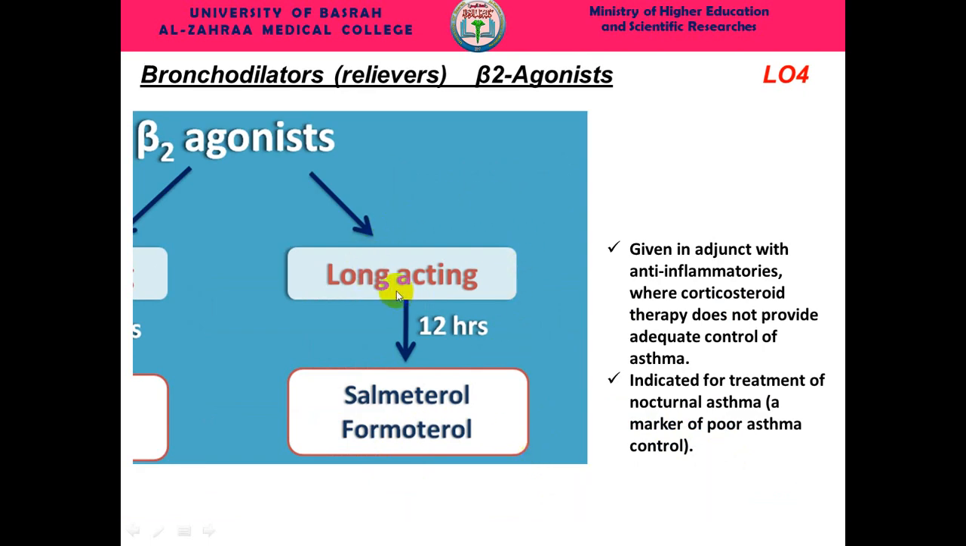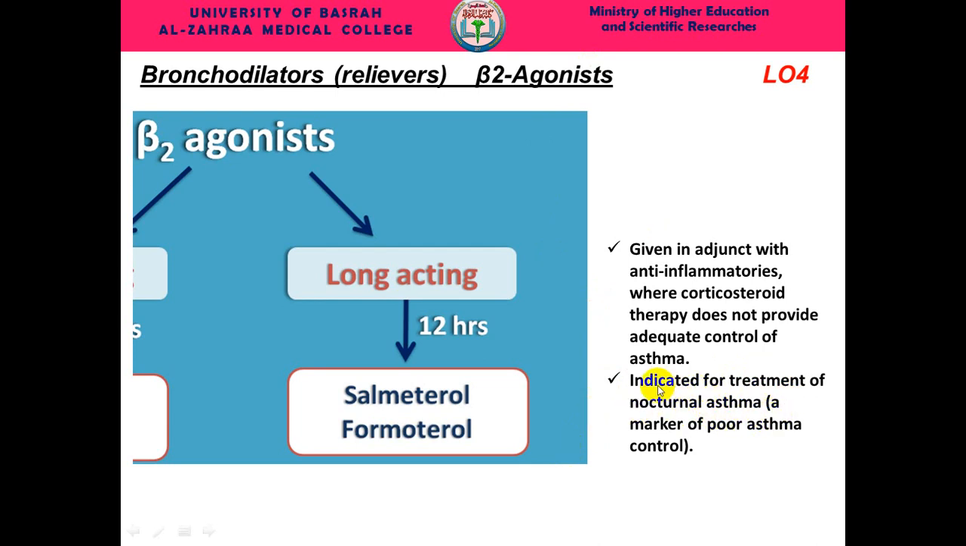So the long-acting beta agonists are very important for the treatment of asthma, and usually they are given in adjunct with the anti-inflammatory, that is the corticosteroid therapy. And usually we use them whenever corticosteroid therapy does not provide adequate control of asthma. And nowadays we have inhalers that contain a combination of long-acting beta agonist and inhaled corticosteroid in the same inhaler. And also they are indicated for the treatment of nocturnal asthma.